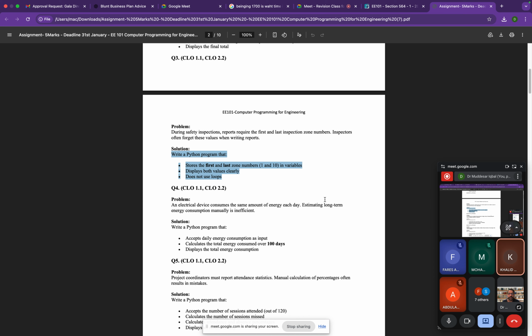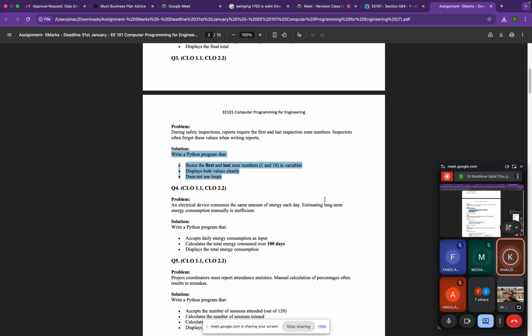It doesn't mean anything. It's just to confuse you, right? Do not use the loop. Some people think, oh, I have to display all the zones in between 1 and 10. No, you just have to take two numbers and display it. Do not use the loop. I'll remove it in the question.